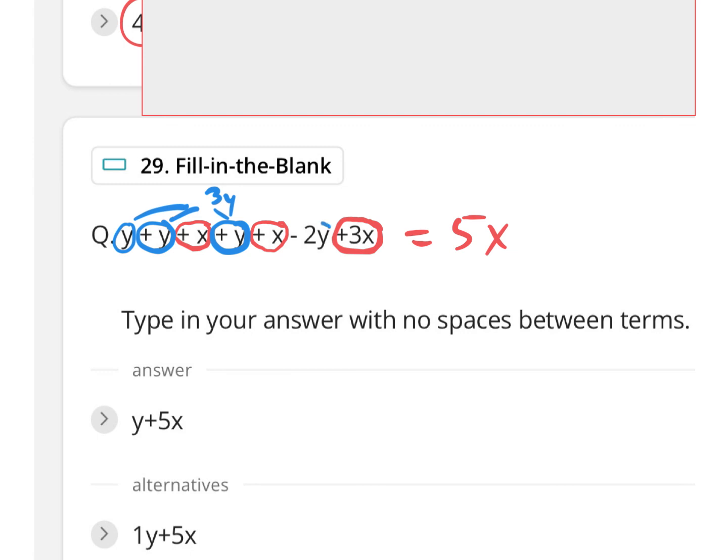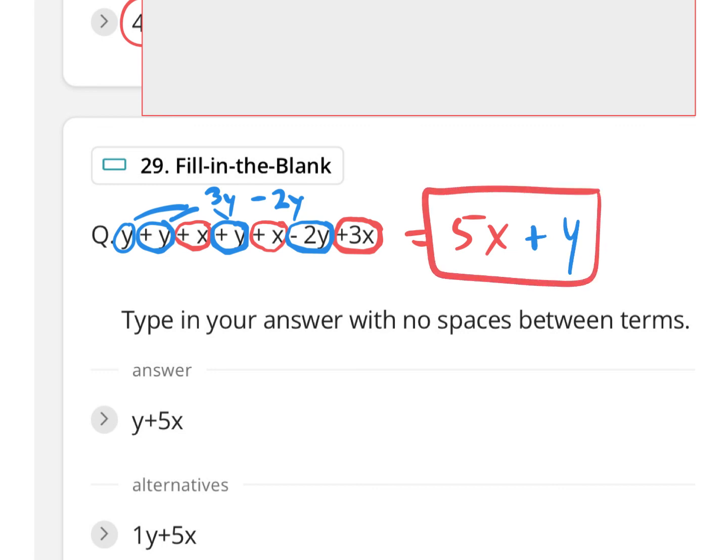But then we have a negative 2y. So we're going to take away 2 y's from those 3 y's. So if I have 3 y's and I take away 2 of them, I'm only going to have one of those y's left. So that's why it's a positive 1y, or just positive y left, okay? So 5x plus y, or y plus 5x. You could even put a 1 in front of the y if you want, but there's your answer, 5x plus y.